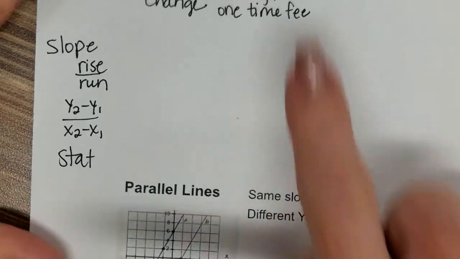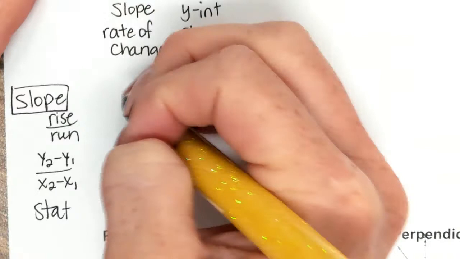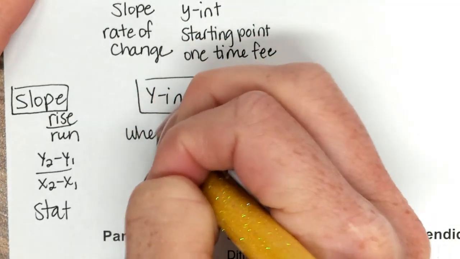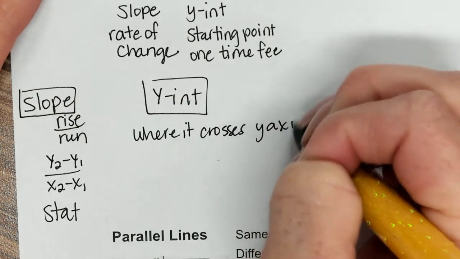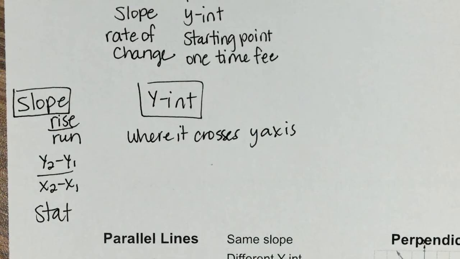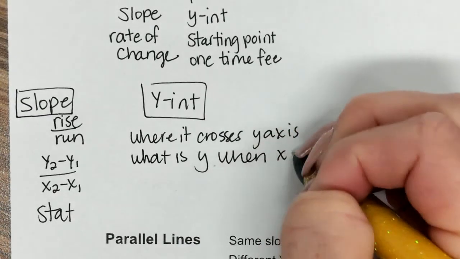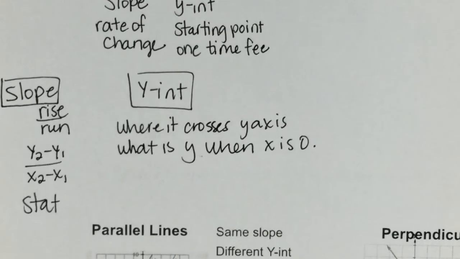Okay? Now to find the y-intercept, it's where it crosses the y-axis. So if you're looking at a graph, it's just clearly where it crosses the y-axis. You can also ask yourself, what is y when x is 0? Because on the y-axis, the value of x will always be 0.